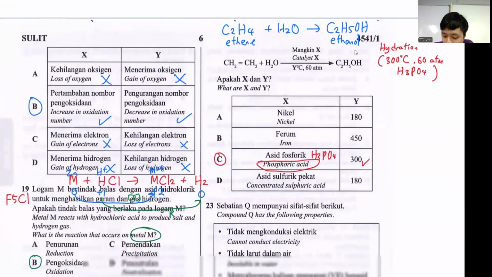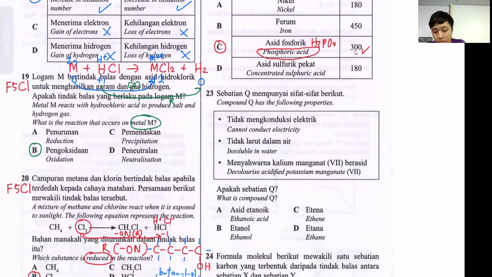And this one is the hydrogenation. A is hydrogenation. Ethene becomes ethane. C2H4 becomes C2H6 when you add hydrogen. The condition is A.